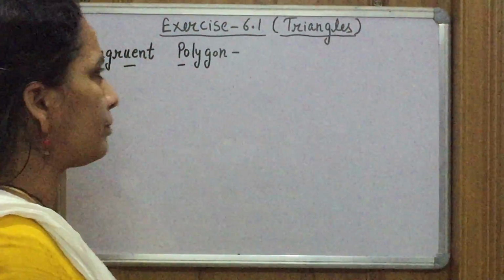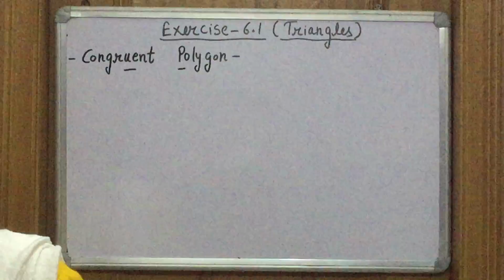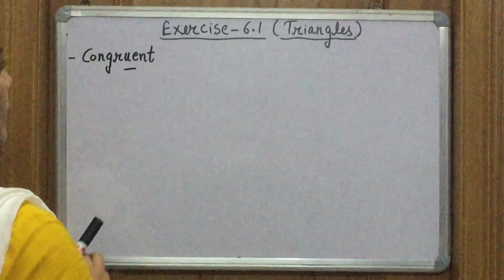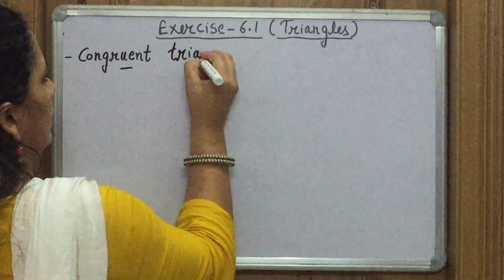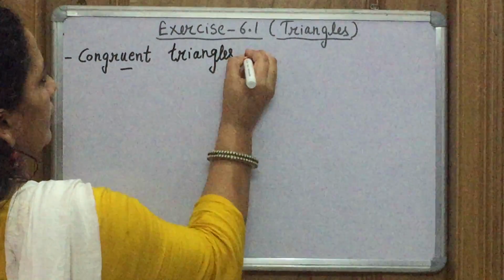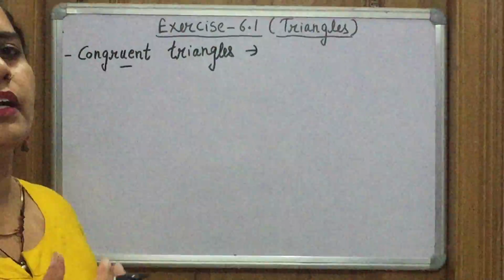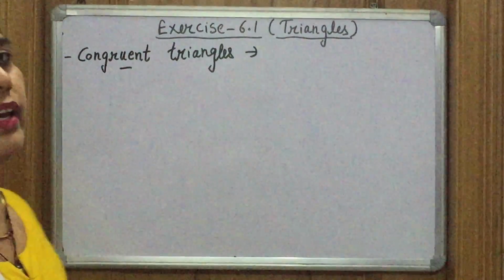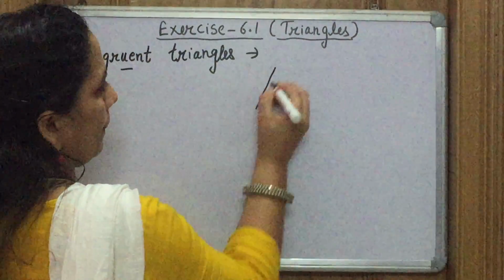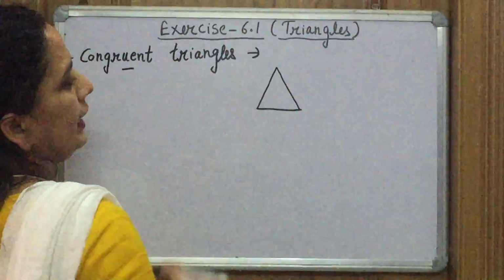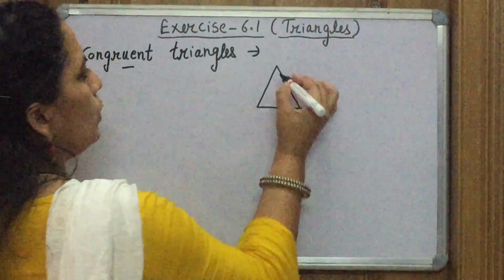shape and size. Further, if we use this definition in triangles, we write here congruent triangles. Congruent triangles means two triangles are called congruent if they are completely equal. That means all of the angles are equal and all of the sides are equal. For example, if we draw here an equilateral triangle, all of the angles will be equal to 60 degrees.